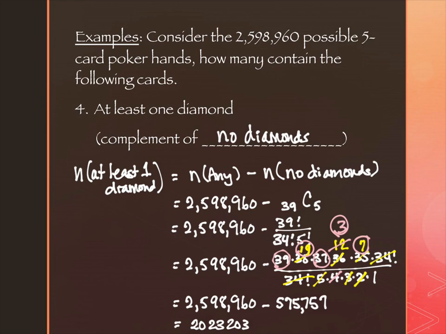2,023,203. So it's still 2 million. 2,023,203 hands.